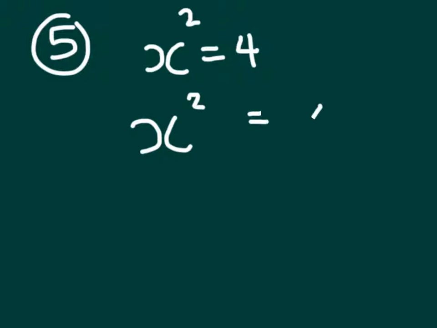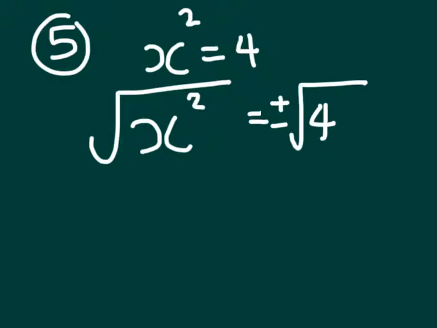X squared is equal to 4. We could square root both sides. Remember, we just said there are two possible solutions for x. So don't forget that it's equal to plus or minus the square root of 4. This leaves us with x is equal to plus or minus 2. Positive 2 raised to 2 gives us 4. Negative 2 raised to 2 gives us 4.